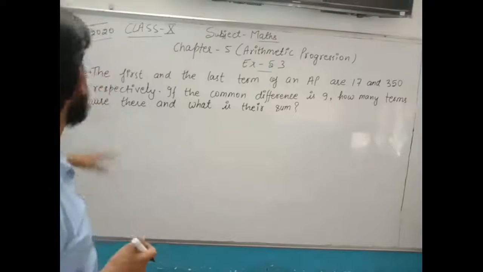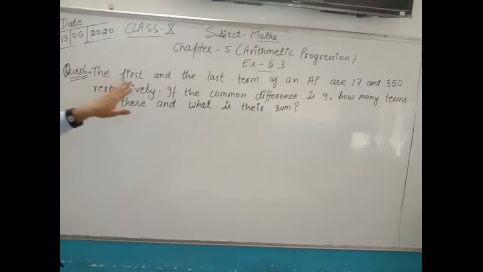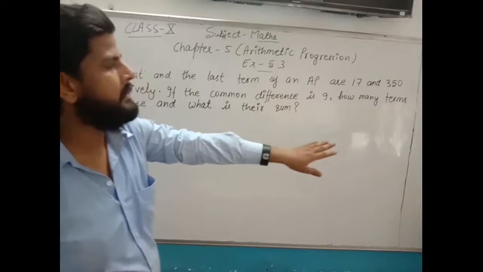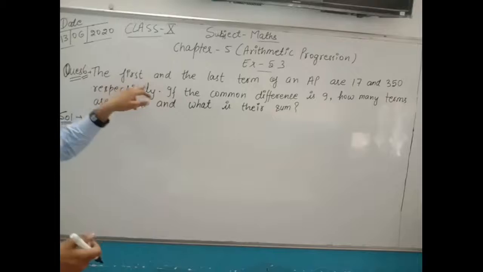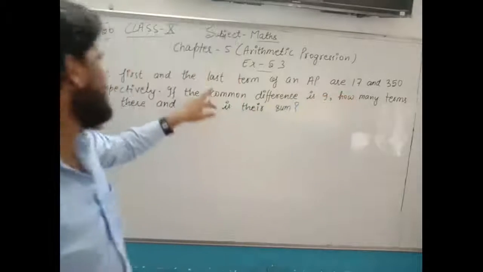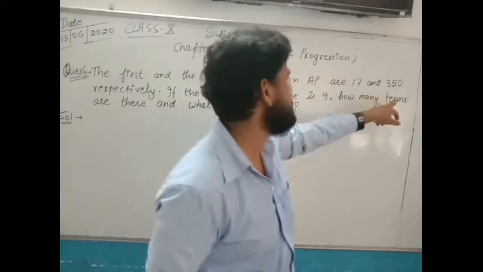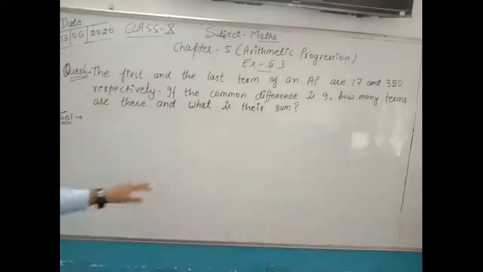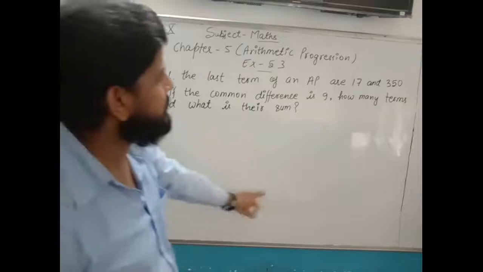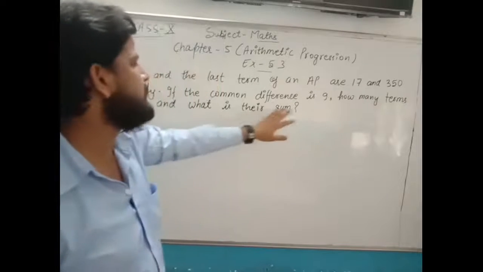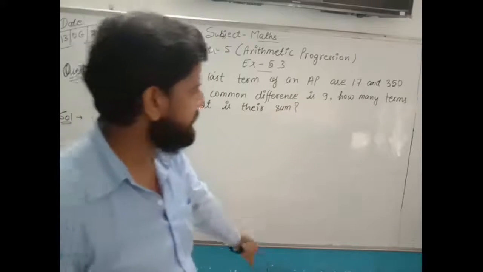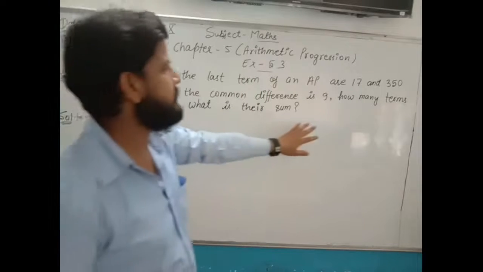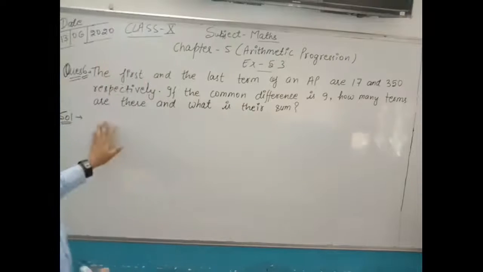So students, next question is 6. The first and the last term of an AP are 17 and 350. फर्स्ट टर्म 17 है और जो लास्ट टर्म है वो आपकी 350 है. आप इसको n भी बोल सकते हैं और l भी बोल सकते हैं. ठीक है. If the common difference is 9, common difference means जो d है वो हमें क्वेश्चन में 9 given है. How many terms are there and what is their sum?